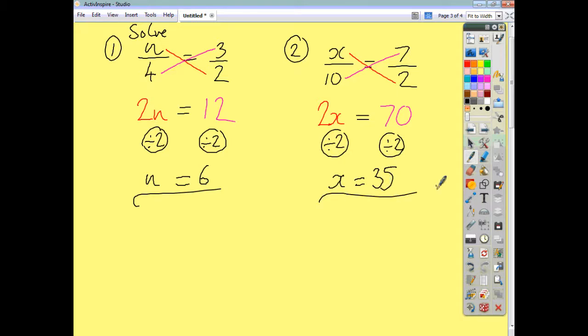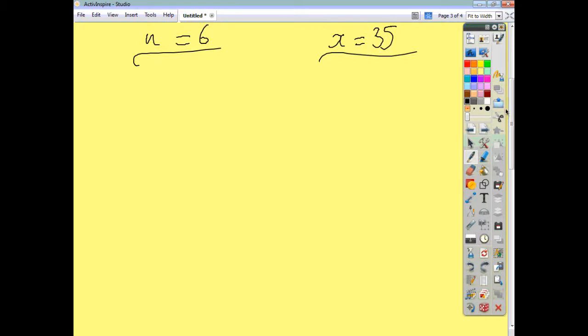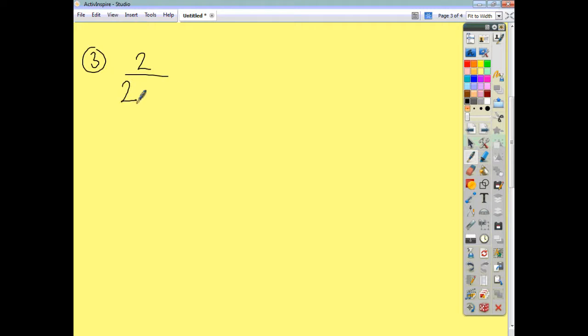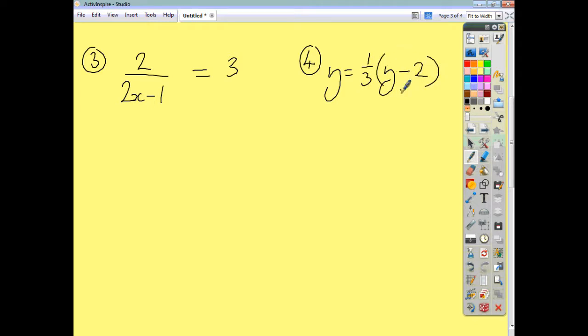Now let's look at another couple of examples. Let's look at this one. Let's say we've got 2 over 2x minus 1 is equal to 3. And fourthly, let's say we've got y equals 1 over 3 brackets y minus 2. Now, can we use cross multiplication with these questions? Because remember, we need a fraction equal to a fraction. And we don't have that.